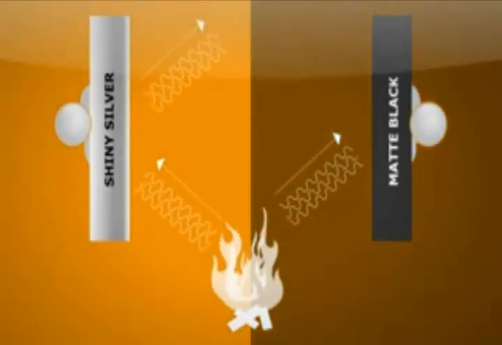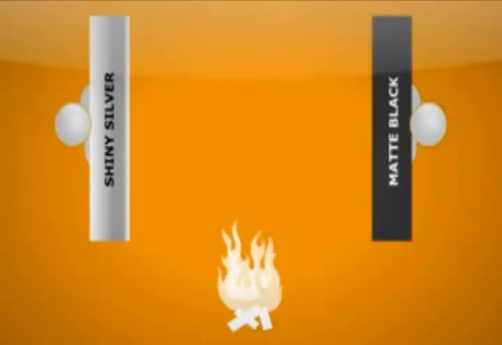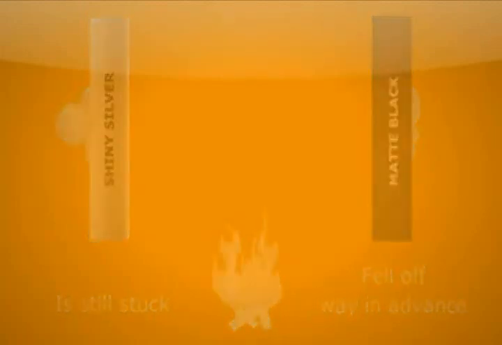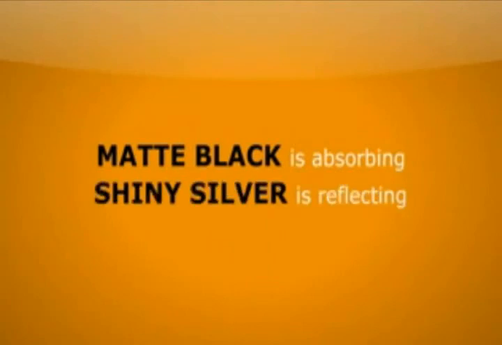The matte black is absorbing all the radiation. So there we go. The matte black fell off way in advance. The shiny silvery surface is still stuck on there. It is because the matte black surface is absorbing all that radiation. The shiny surface is reflecting it all.